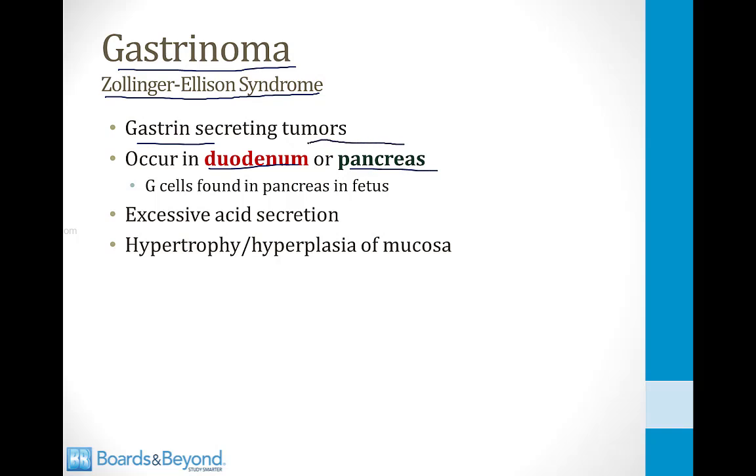Now, the duodenum kind of makes sense because it's close to those G cells that produce gastrin. But why does it occur in the pancreas? Well, it turns out that there are some G cells that are found in the pancreas in the fetus, and they can sometimes persist into adulthood and develop into gastrinomas. Patients who have the Zollinger-Ellison syndrome and a gastrinoma obviously have excessive acid secretion. In addition, they develop hypertrophy and hyperplasia of the stomach mucosa.